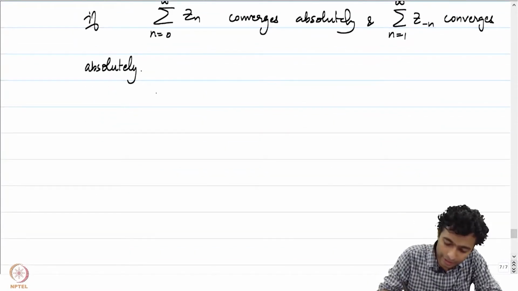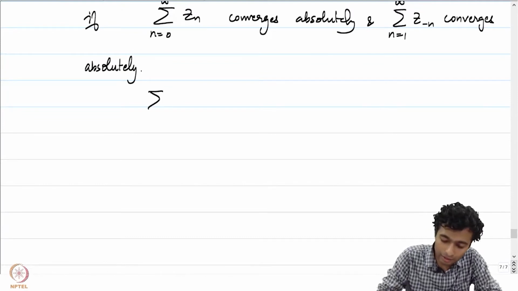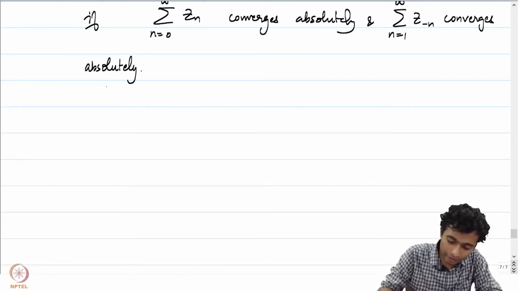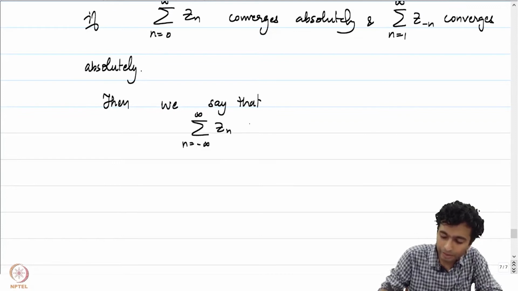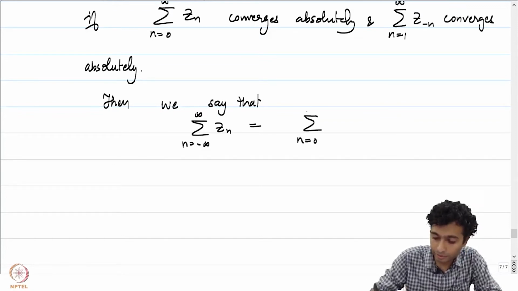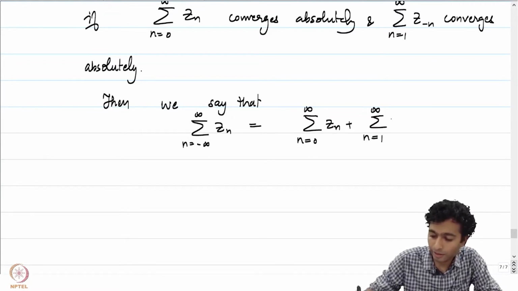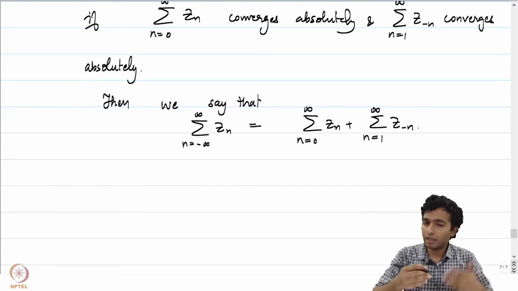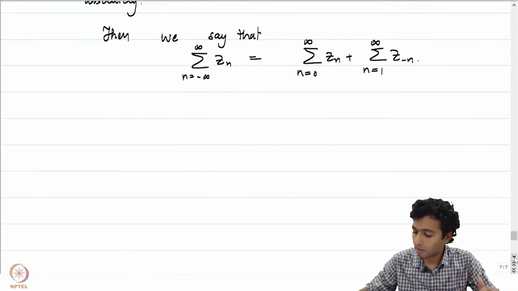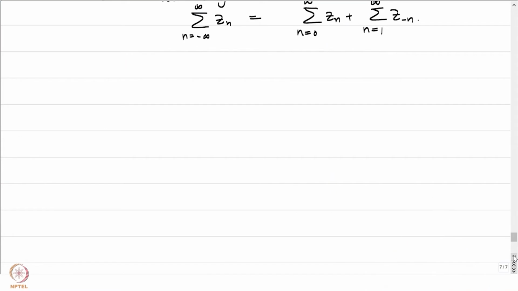In these cases, we say that summation n equal to minus infinity to infinity of Zn is equal to summation n equal to 0 to infinity of Zn plus summation n equal to 1 to infinity of Z minus n. This is what we mean by a doubly infinite series. We define uniform convergence also very similarly.